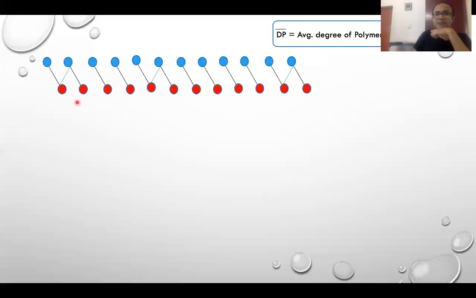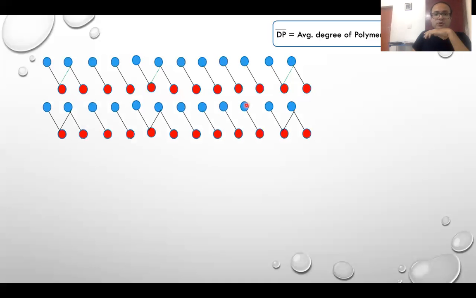So in total, how many monomers have reacted? 1, 2, 3, 4, 5, 6. So that means 50% of the reaction has happened. When 50% of the reaction has happened, the green dotted lines have now been replaced by solid lines, which means the reaction has happened. Once 6 molecules have reacted, 50% of the reaction has completed.